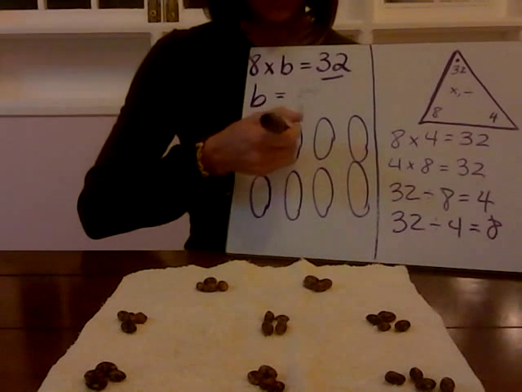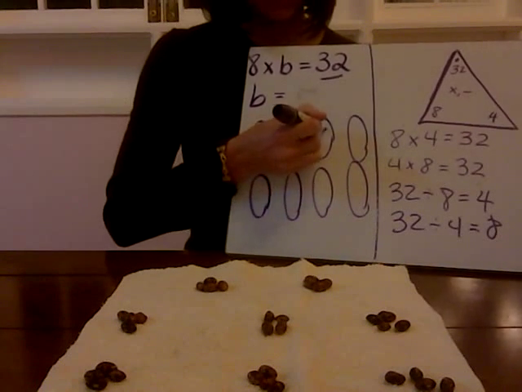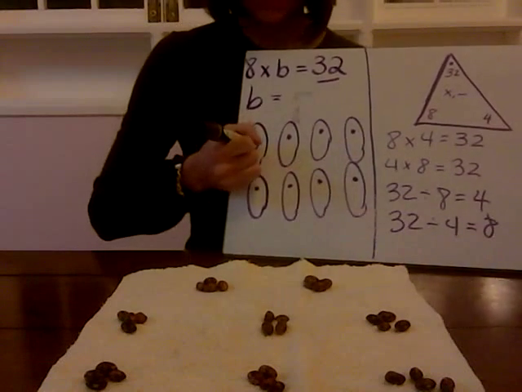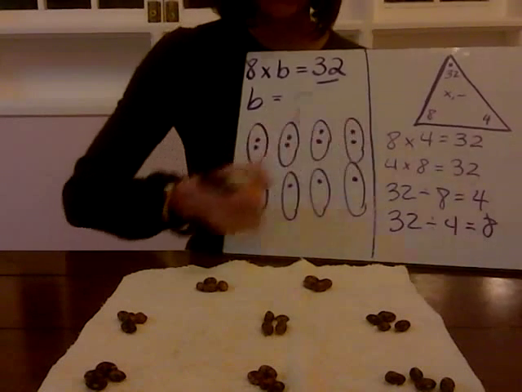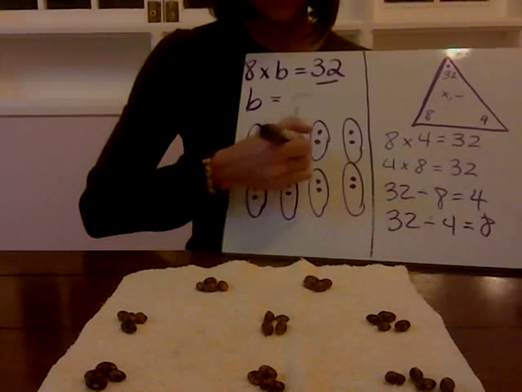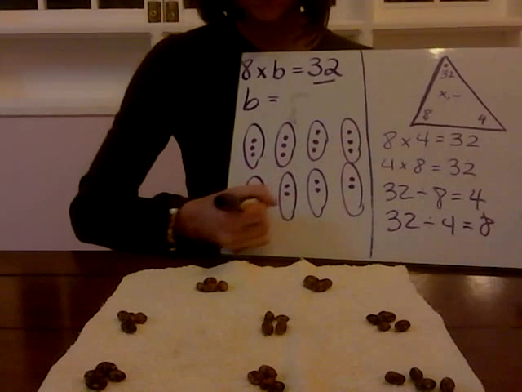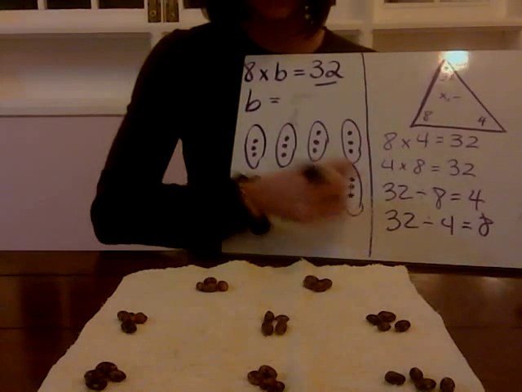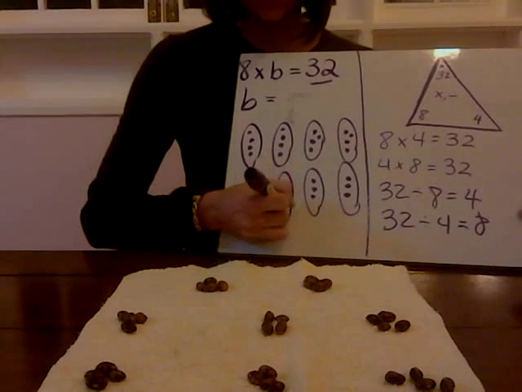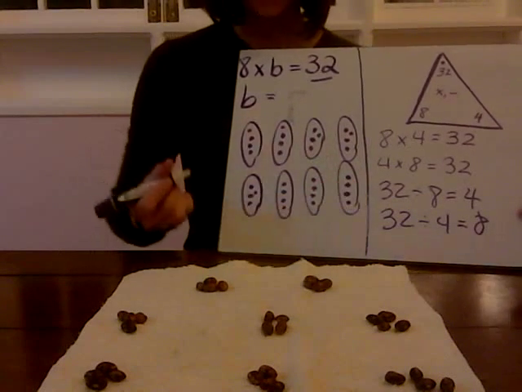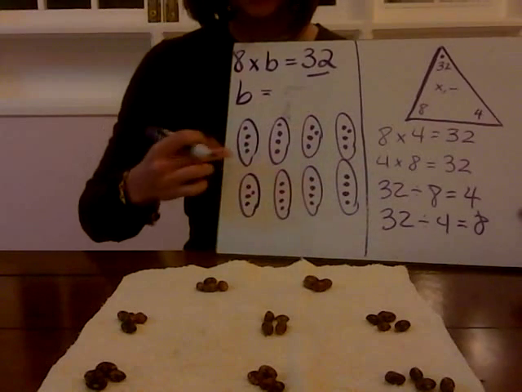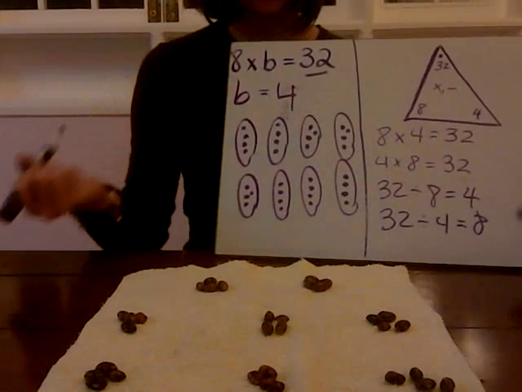Let's pass them out, counting up to 32. Again, you see that there are 8 groups, 32 little dots, and that each group has 4 dots. So b must be 4.